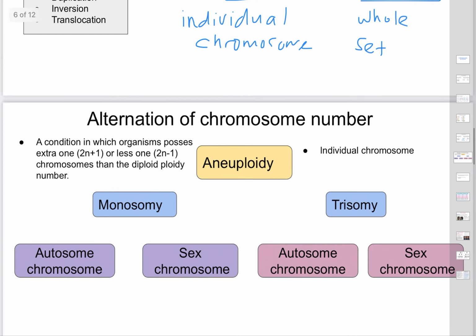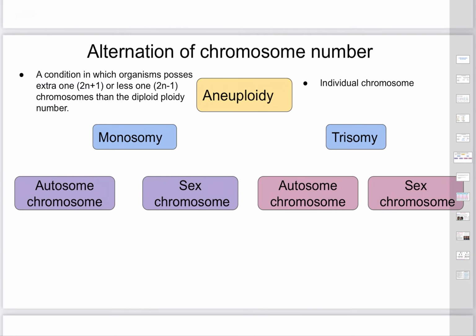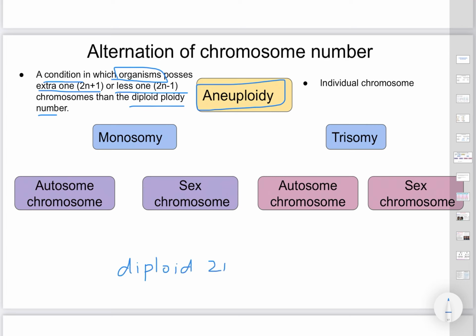Now we're going to look at the first part of the alteration of the chromosome number, which is aneuploidy. Aneuploidy is a condition in which one organism possesses one extra chromosome or one less chromosome than the diploid ploidy number. The diploid ploidy number is equal to 2n. For humans, 2n is equal to 46 chromosomes.